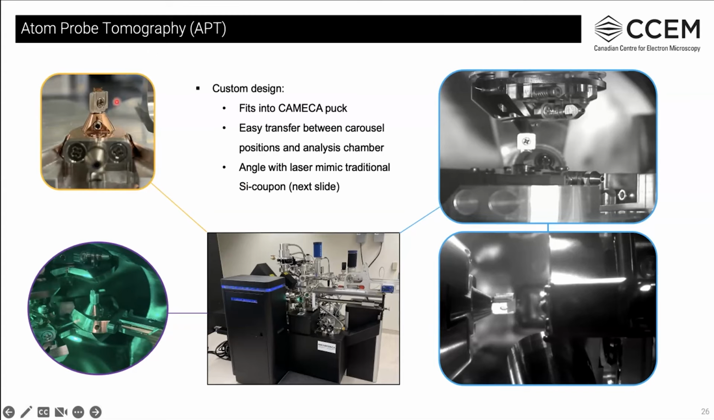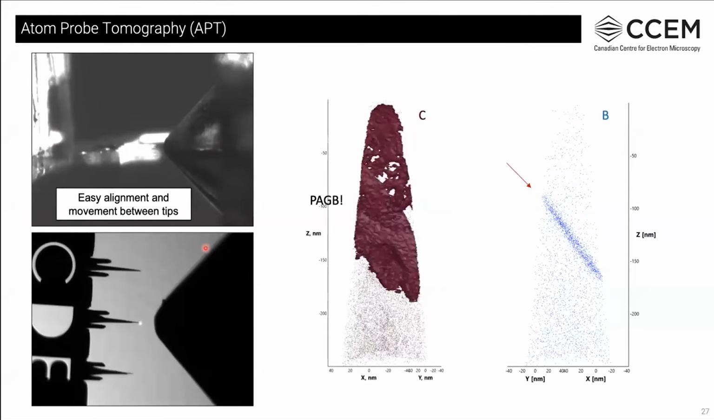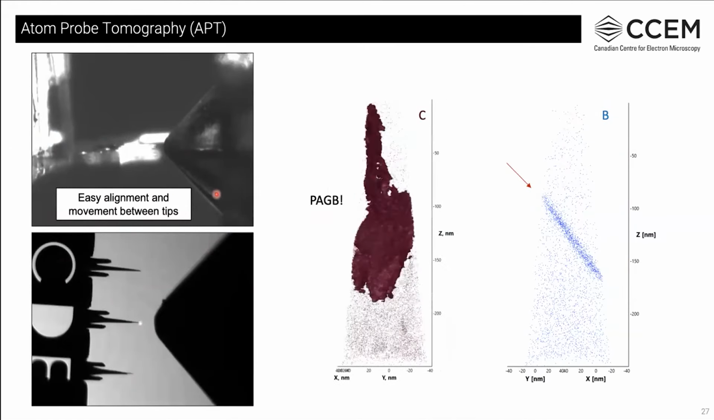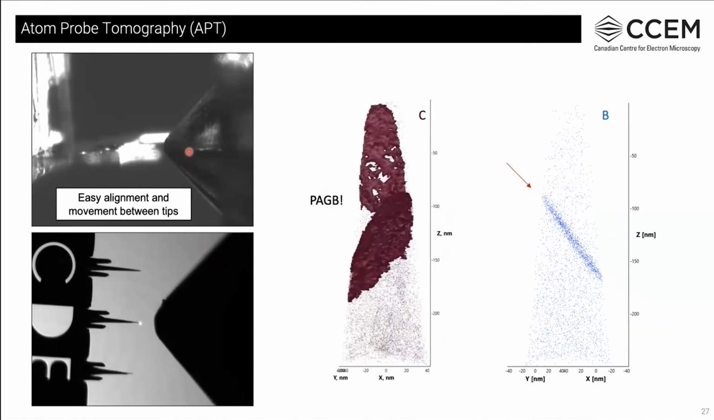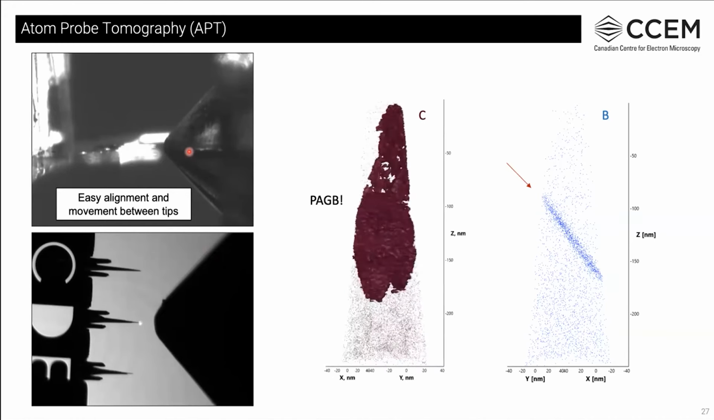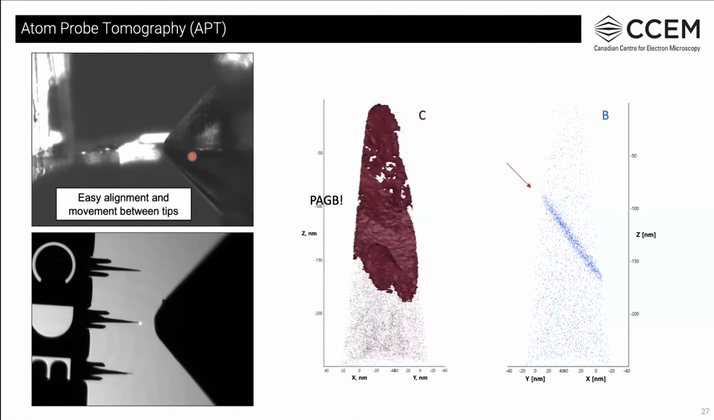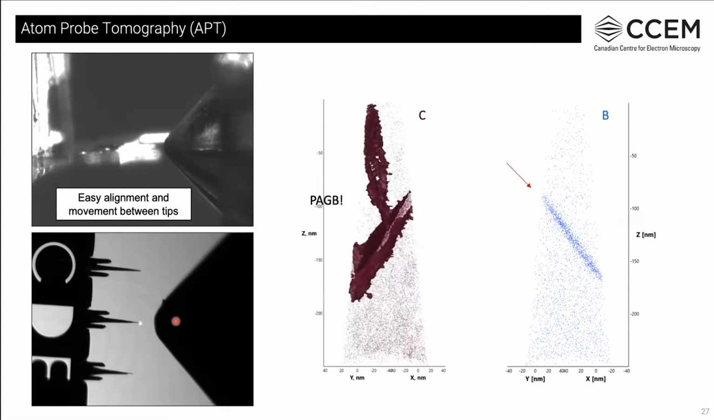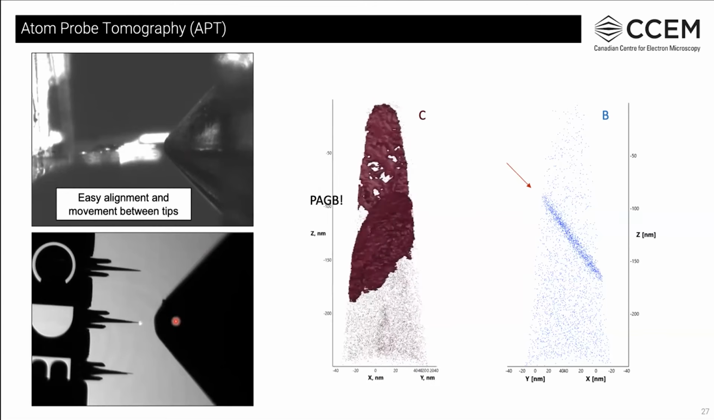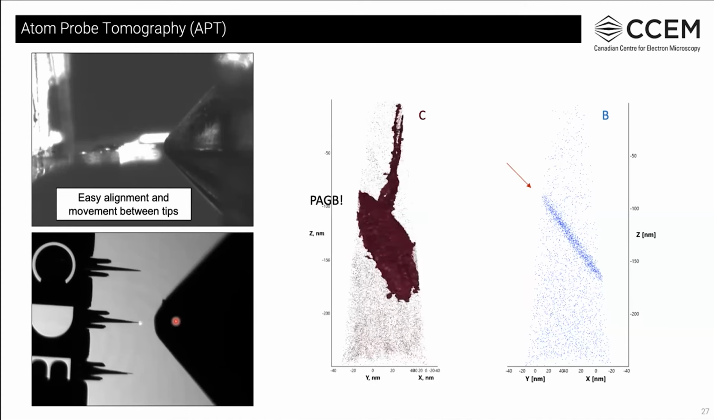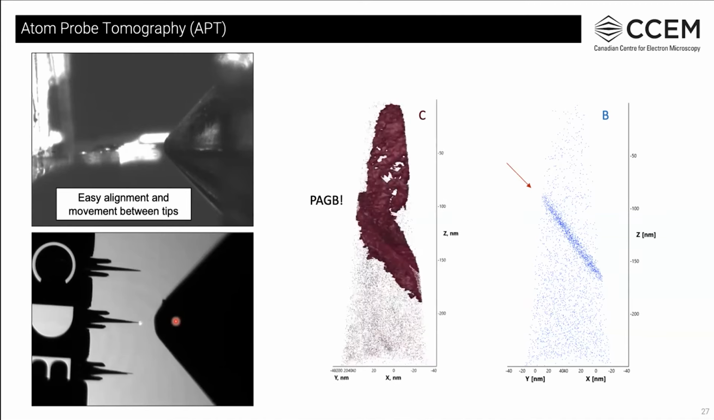You will also see that the holder is angled when sitting in the puck. This design is important as it mimics a traditional APT clip and the angle the tips sit relative to the laser. Here we can better see the orientation of the tips in the analysis chamber relative to the local electrode. In the top camera, the tips are roughly horizontal, and this mimics a row on the traditional coupon. In the bottom camera, the tips are roughly vertical. Overall, this orientation makes moving from tip to tip and aligning them to the local electrode a lot easier.